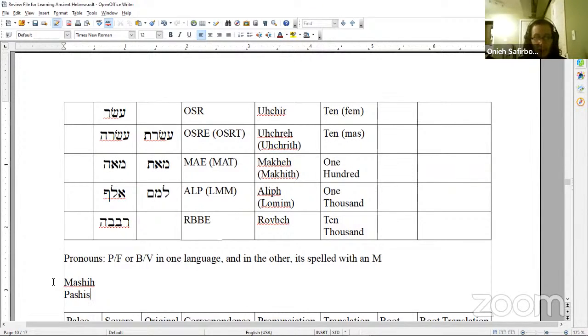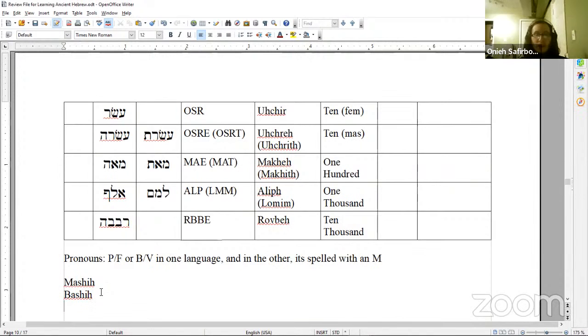Now, if you correspond the final part with it's masha versus pasha, or basha. Masha, basha. They sound similar. So that's how it changed over time for the word for Messiah and anoint.